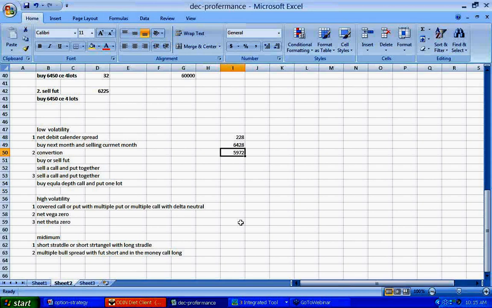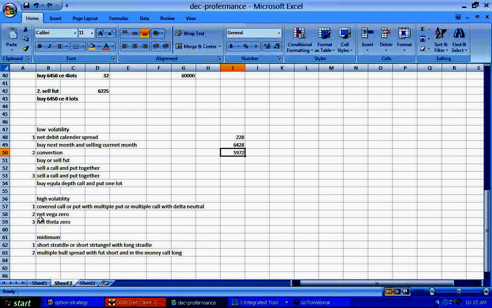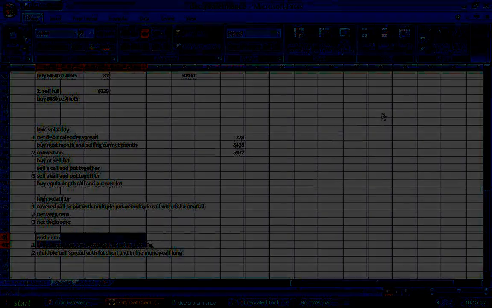High volatile condition, covered call, because one call option or put option will be trading at a very high premium. So you can form a covered call or covered put with net vega as 0 or net theta as 0. And medium volatile condition is quite tricky. Herein you need to manage your time value, and at the same time manage your vega or your theta or your delta, any one of these things. So these are the 3 conditions, 3 specific strategies you should aim for.